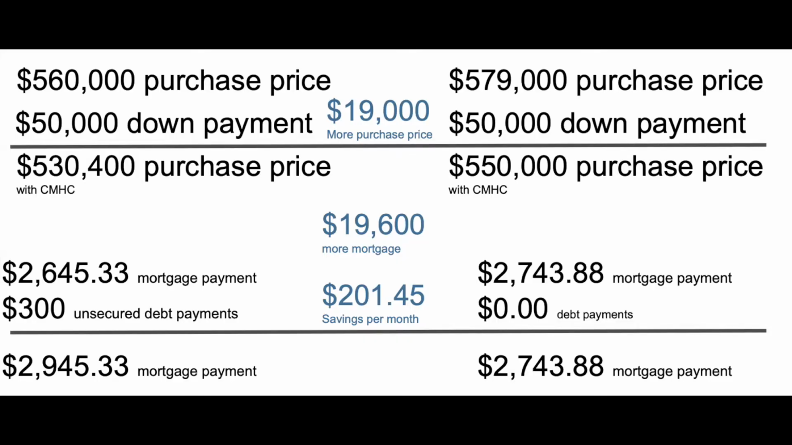So at the end of the day, we're comparing a monthly carrying cost, if you're including debt, of $2,945.33 and $2,743.88. There's about a $200 savings right there each month. Now, also what you've done by having no debt is you've increased your purchase price by $19,000. And for some, that's the difference between what they're looking for and what they can afford. So there's a little bit of a difference there. And so I wanted you to understand how debt affects what you can qualify for.